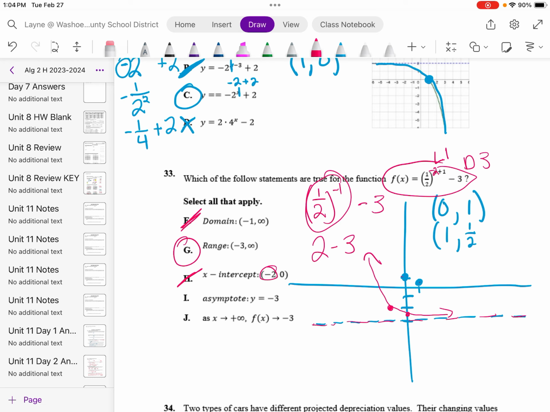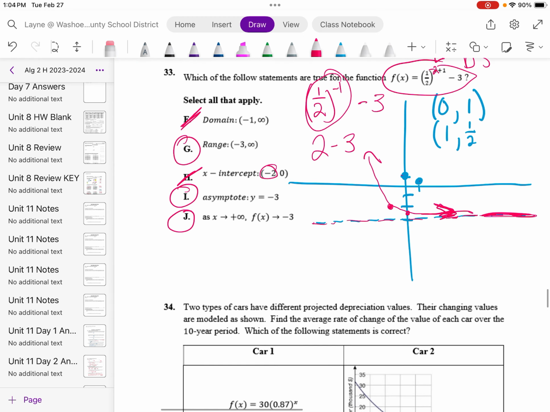All right, the asymptote is down at y equals -3. That is correct. And then it says as x approaches positive infinity, which means as we go to the right. So as we go to the right, is the function approaching -3? Yes, it is. Your function is approaching the asymptote, which is at -3. So your correct answers should be G, I, and J.